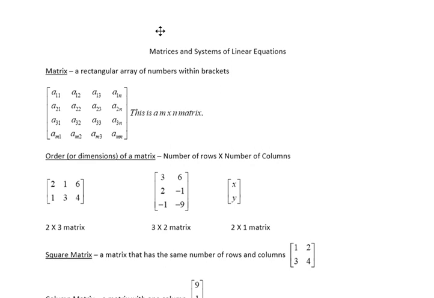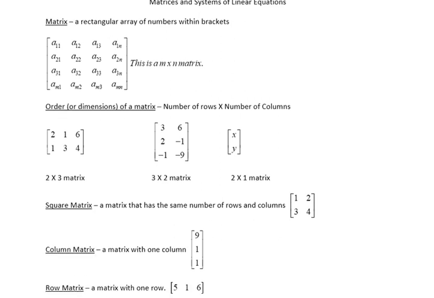For instance, the left matrix has 2 rows going across and 3 columns going up and down. So that is a 2 by 3 matrix. Let's talk about some other terminology then. A square matrix is a matrix that has the same number of rows and columns. For instance, that matrix 1, 2, 3, 4 is a 2 by 2 matrix. 2 rows, 2 columns, the same number.